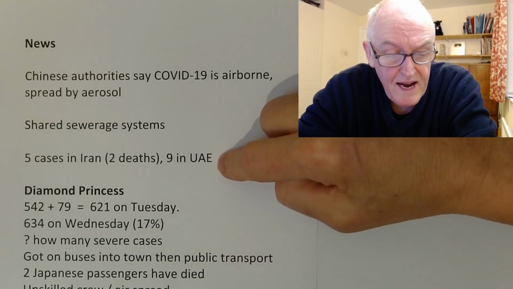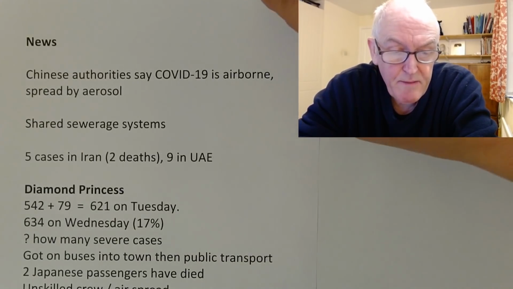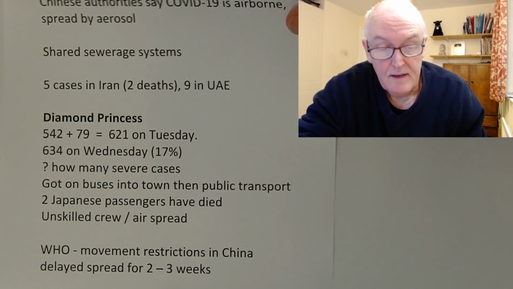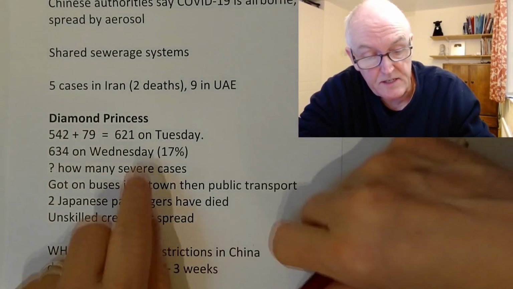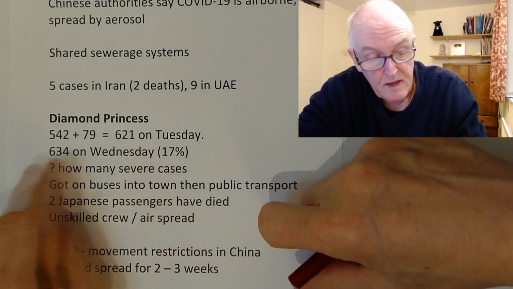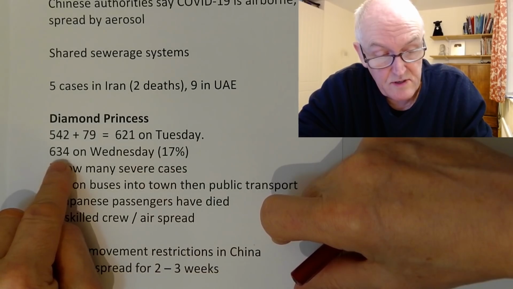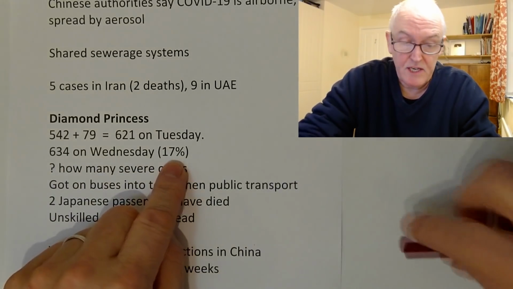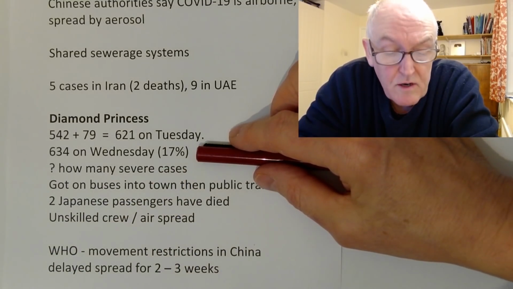5 cases in Iran, sadly, 9 cases in United Arab Emirates. Now, the Diamond Princess experiment. On Tuesday, there were more new cases, 621. Another 13 cases on Wednesday, 634. So 17% of the people on that ship have been infected with COVID-19.